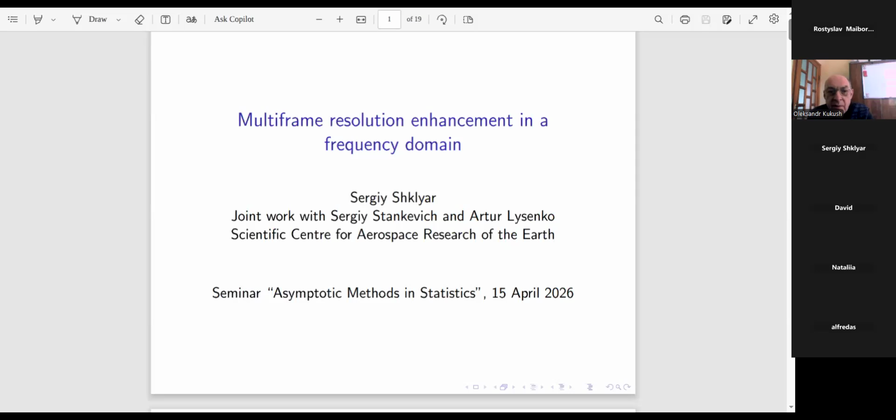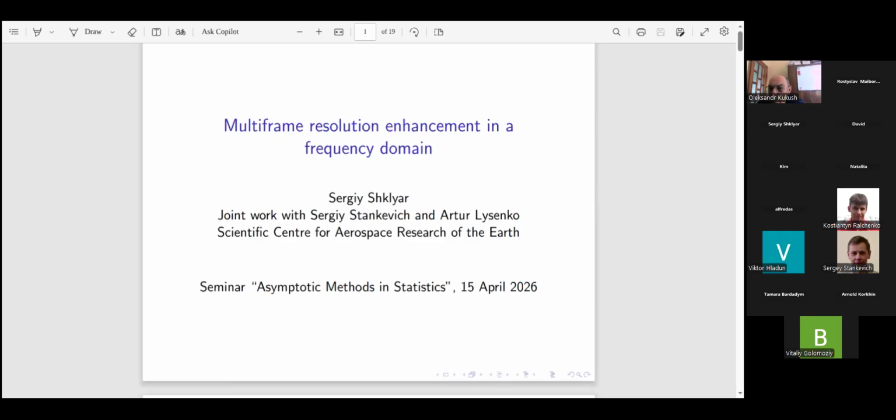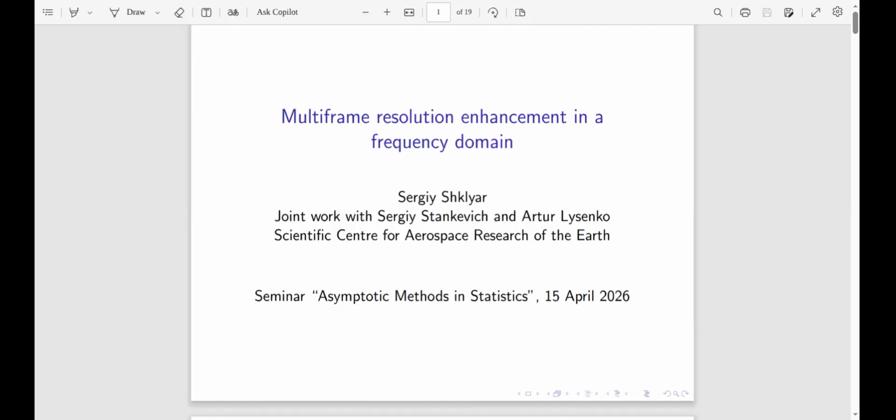Today I will talk about, perhaps there will be a little statistics here, such as estimates, but I will use some methods of analysis such as ridge regression. The topic is multiframe resolution enhancement in a frequency domain.